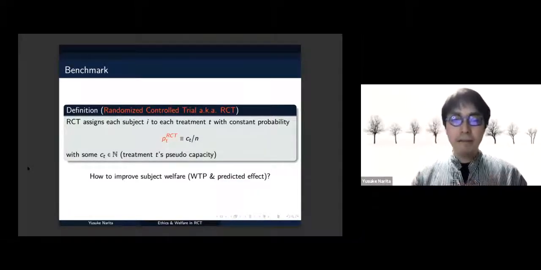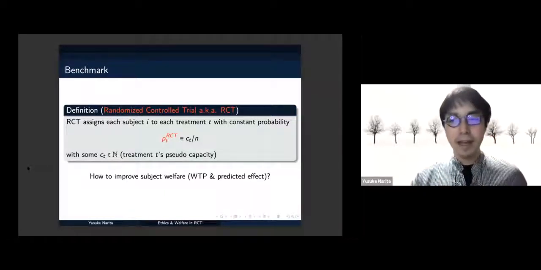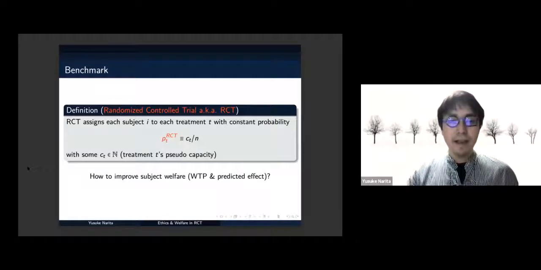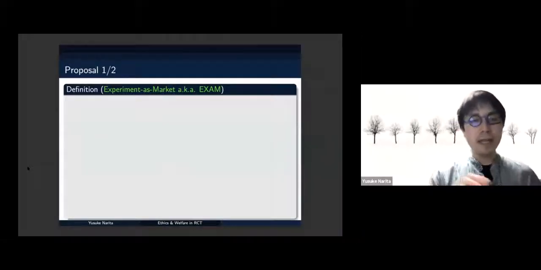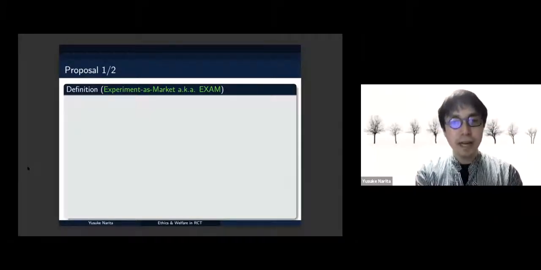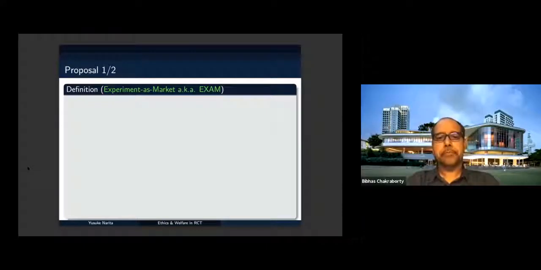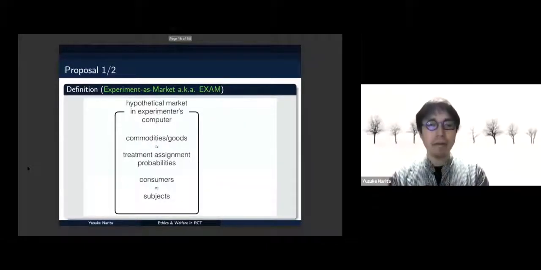So my first theoretical question is how to incorporate this additional rich data about subject welfare, especially willingness to pay and predicted effects. And to answer this question, I'm going to develop and consider the following experimental design, which I'm going to call experiment as market, or in short, EXAM. So this EXAM is an application of microeconomics or market and mechanism design to this experimental design problem.